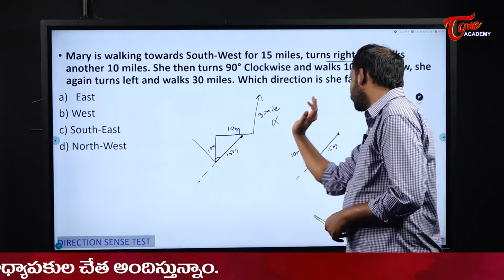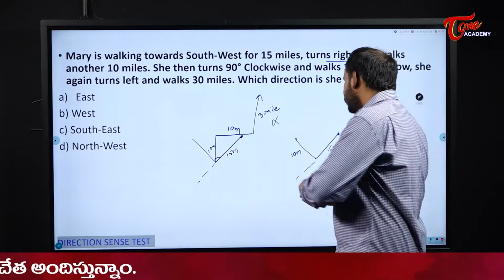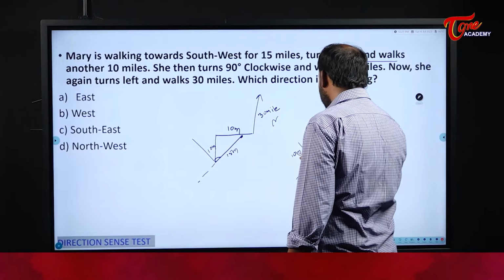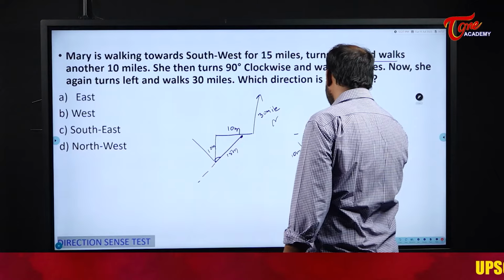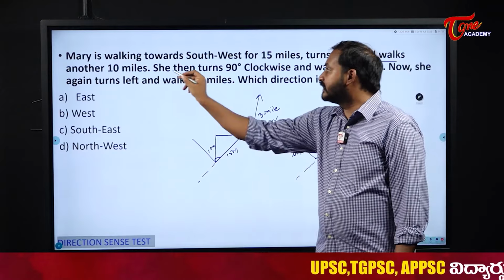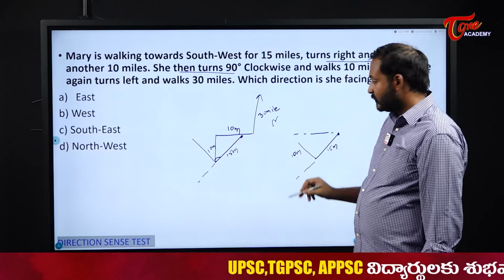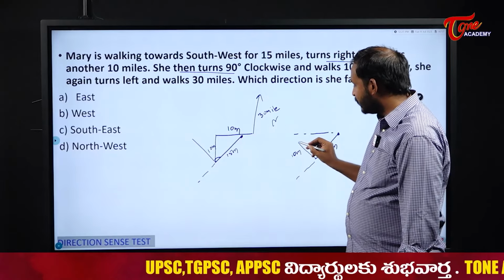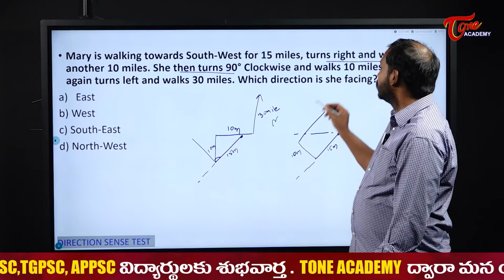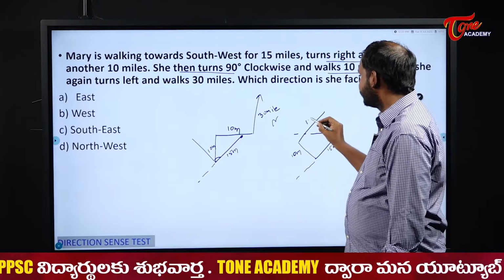So definitely see here students, one thing is very clear. She is not going to come back to this straight line path once again. Why? Because this is 10 and this is 15. And then next, she turns 90 degrees clockwise. Now she is moving in this direction. 90 degrees clockwise means it will become like this. And walks 10 miles.